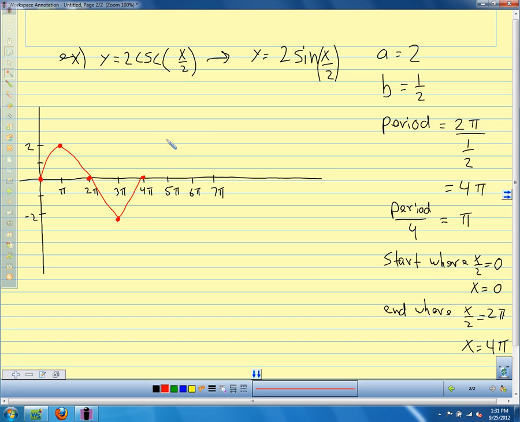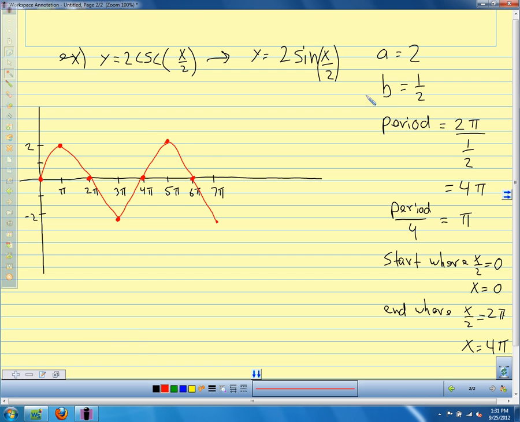And then at 5 pi, we're going to start repeating. So at 5 pi, it's going to go back up here. 6 pi, I'll be back down to 0. And at 7 pi, I'll be back down here at negative 2. So this is a rough sketch of my graph. This is plenty of detail. I have my x values. I have specific points plotted.